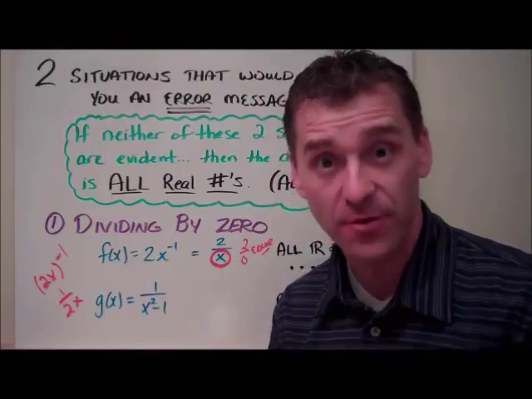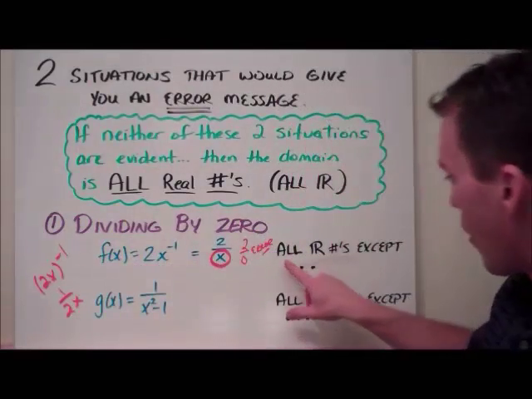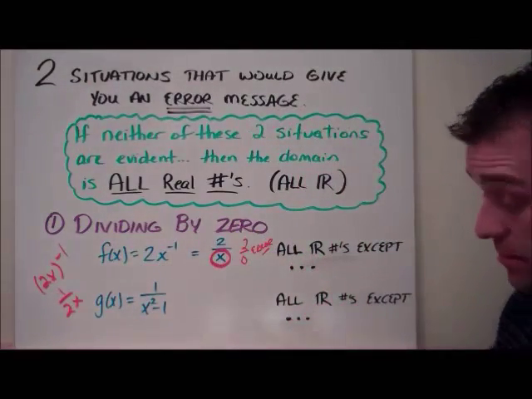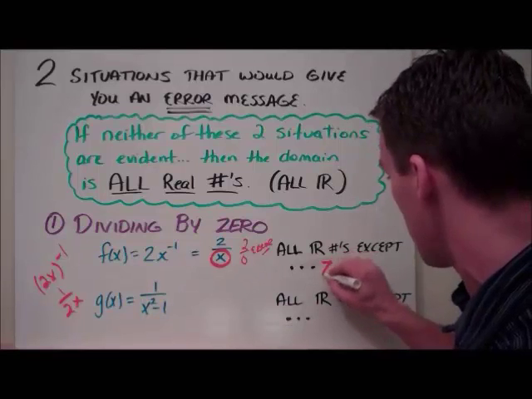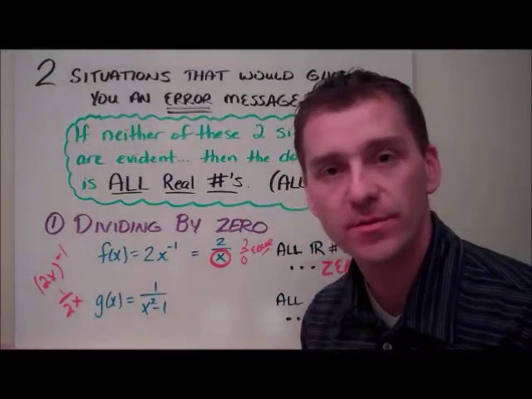So my domain for this function, what's all the numbers I can put into it that won't give me an error message? All real numbers, except, this is it, except 0. That's my domain. It would be all the real numbers except that.